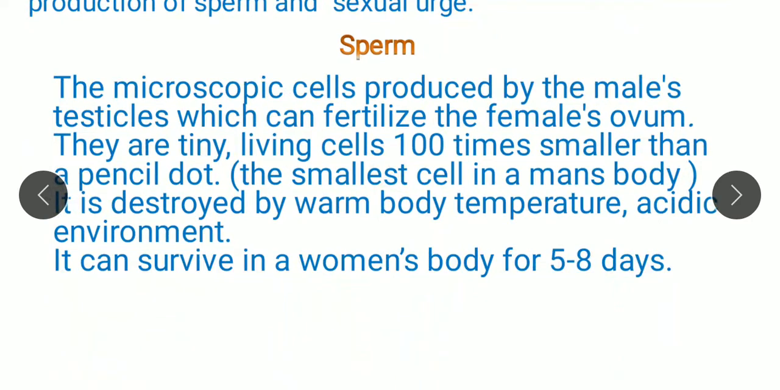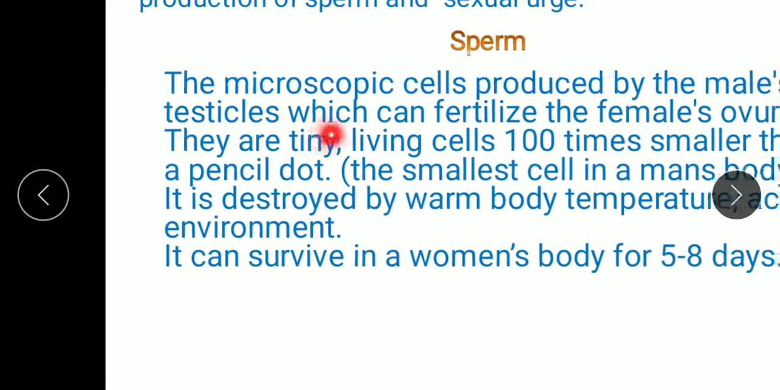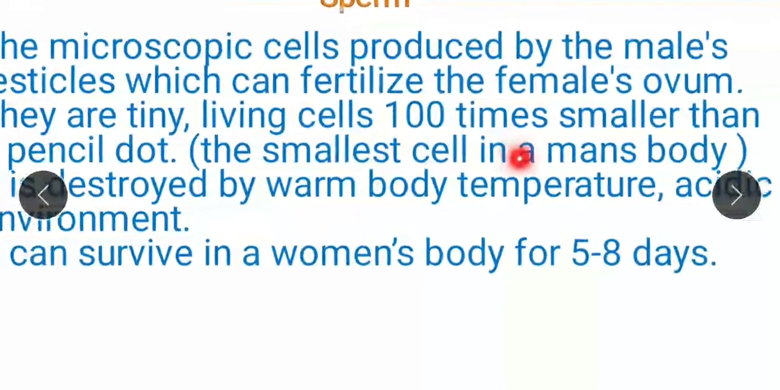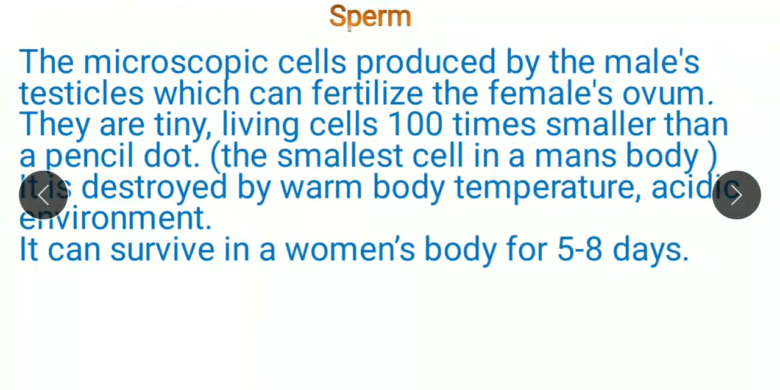Next one, sperm. Microscopic cells produced by the male testicles which can fertilize the female ovum. This microscopic cell that is able to fertilize the female ovum is called sperm. They are tiny living cells 100 times smaller than a pencil dot.